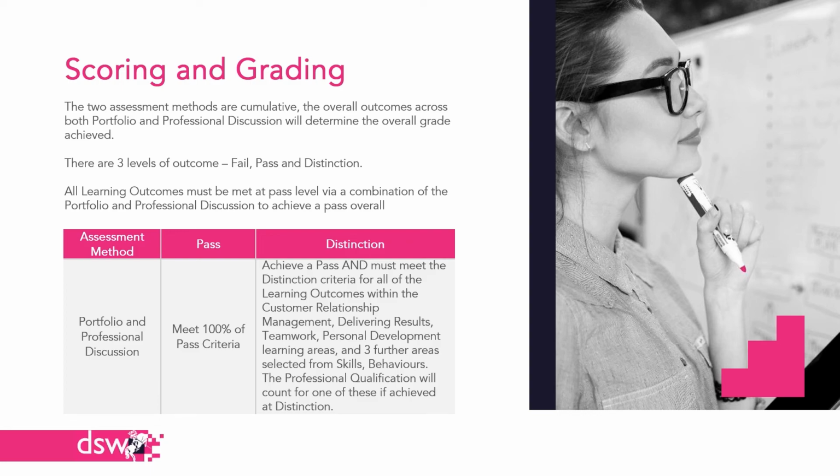Apprentices should have a supportive action plan in place to prepare for a resit or retake, and the apprentice's employer will need to agree that a resit or retake is an appropriate course of action. Resits and retakes are not offered to apprentices wishing to move from pass to distinction. The timescales for a resit or retake are agreed between the employer and DSW.